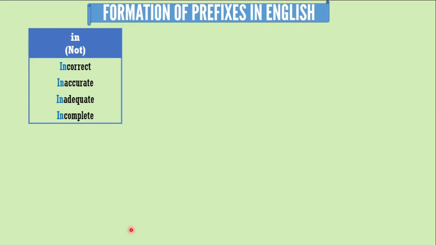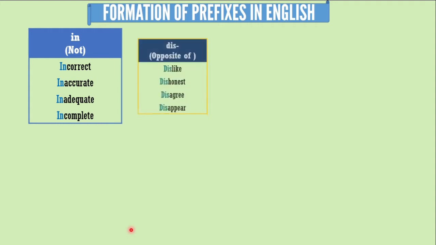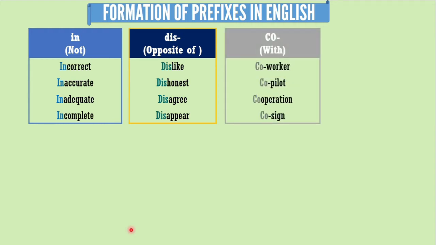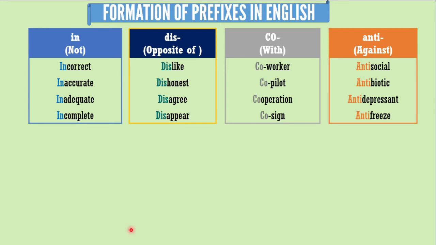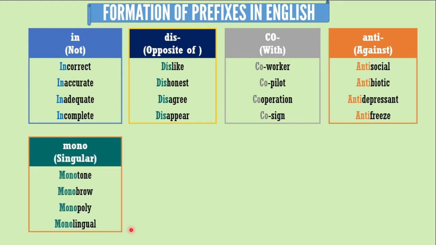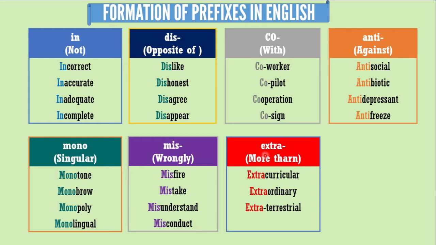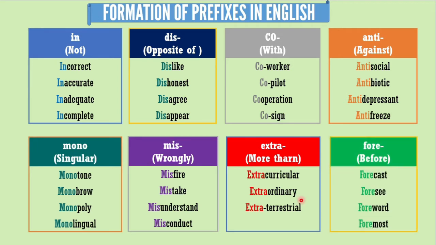In, that means not: incorrect, inaccurate, inadequate, incomplete. Dis, that means opposite of: dislike, dishonest, disagree, disappear. Co, that means with: co-worker, co-pilot, cooperation, co-sign. Anti, that means against: antisocial, antibiotic, antidepressant, antifreeze. Mono, that means singular: monotone, monobrow, monoplay, monolingual. Mis, that means wrongly: misfire, mistake, misunderstand, misconduct. Extra, that means more than: extracurricular, extraordinary, extraterrestrial. Fore, that means before: forecast, foresee, forward, foremost.